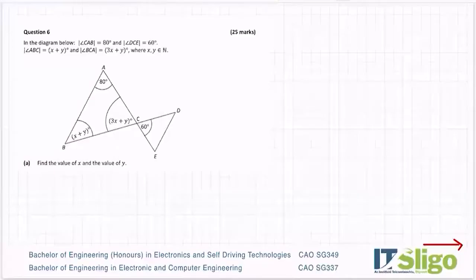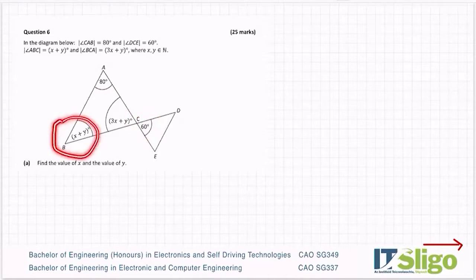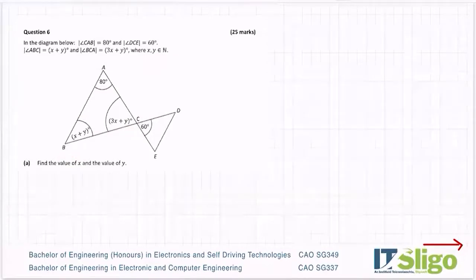Okay, question 6. In the diagram below, the angle CAB, so it's always the letter in the middle, so at A, up here, is 80 degrees. The angle DCE, so I'm looking for C, is 60 degrees. The angle ABC is x plus y, and the angle BCA is 3x plus y, where x and y are natural numbers. I love when they have a diagram. It's great because it makes sense out of this. Find the value of x and the value of y.